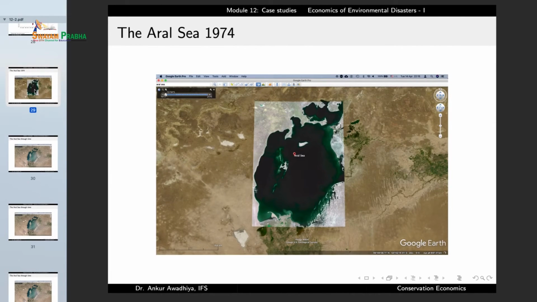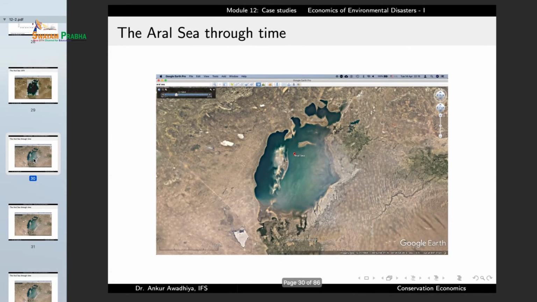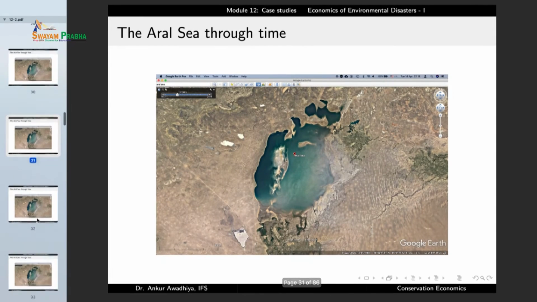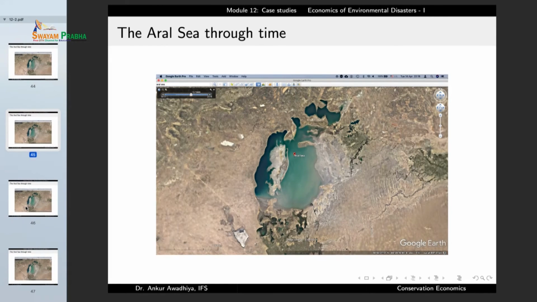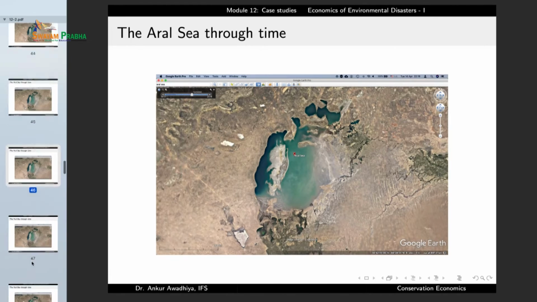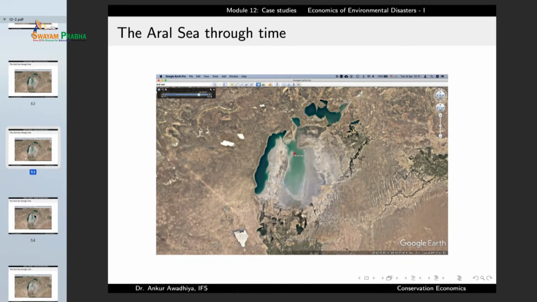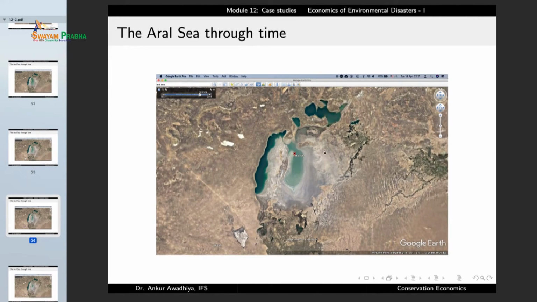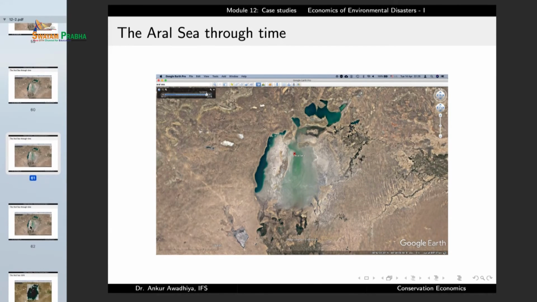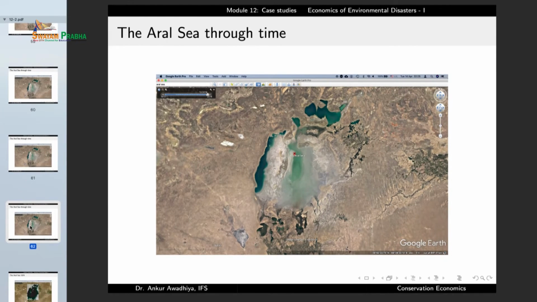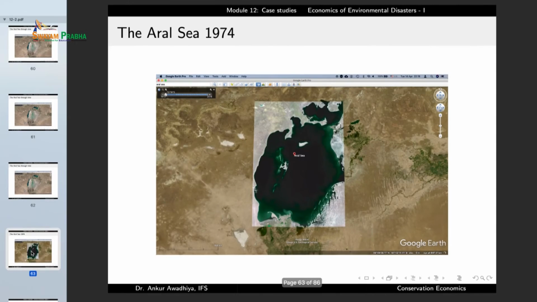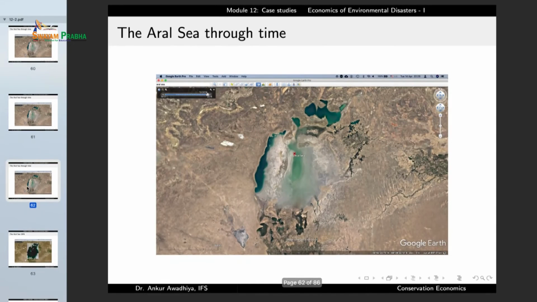So this is the image that we saw in 1974. By the 1980s, this is the image from 1984. And we can observe that this was 74, this is 84. It has already shrunk by a large amount. But then over the years, it goes on shrinking even further. This is the year 2000. This is 2008. So all these areas that were earlier in the lake are now gone. This is 2016. So something that was as big as this in 1974 is now as small as this.